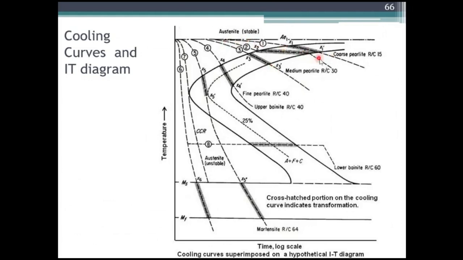If you go with this type of cooling, at this temperature it will form a coarse perlite. When you go at this temperature, you will form a medium perlite, and then fine perlite and upper bainite. So depending upon the cooling curve, the hatched portion on the cooling curve indicates the transformation. This transformation region will yield the transformation from austenite, ferrite and cementite to any other combination of perlite and ferrite.